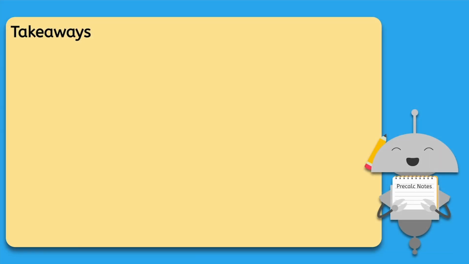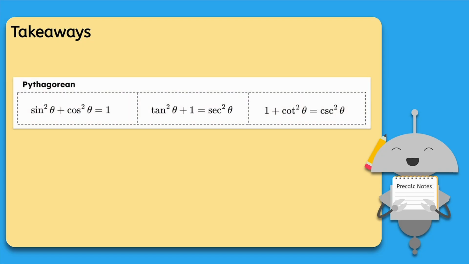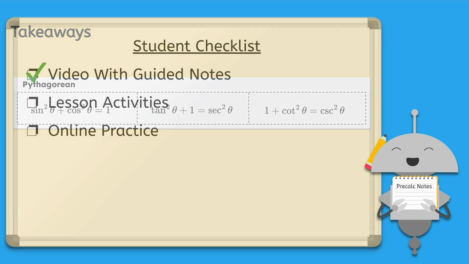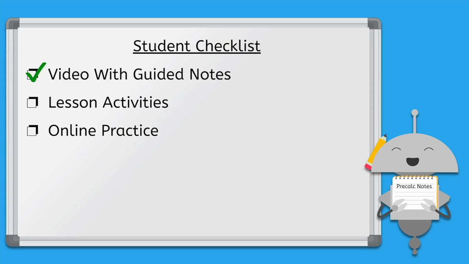Great work! Let's take a look at our key takeaways for today. Today we covered the Pythagorean identities, which you should have recorded on your reference sheet, and we used them to solve problems and verify identities. Be sure to keep your reference sheet handy as you complete the lesson activities and online practice, and as we continue learning more identities and applying them throughout this unit.